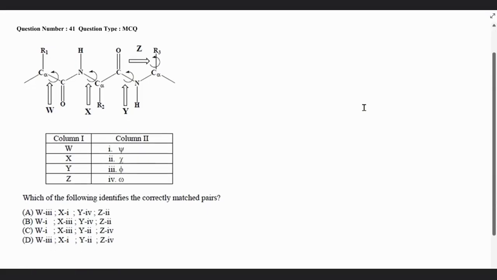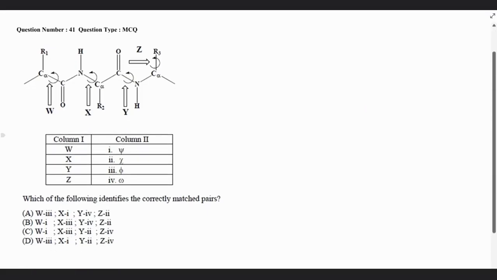So here they have given you a peptide, a small peptide, a dipeptide I would say, and here they ask you about the names of the different angles when you plot them on the Ramachandran plot. So which one of the following identifies the correctly matched pair? So here in the Ramachandran plot you mainly have two main angles, that is psi and phi, and apart from that here you also have Z, which is omega, and also chi.